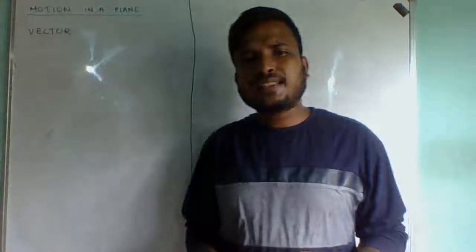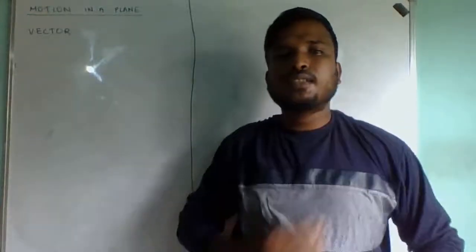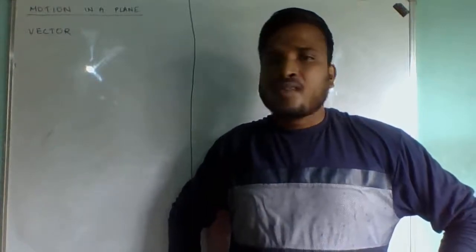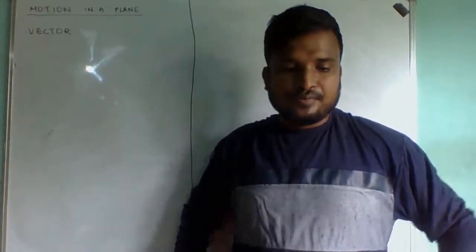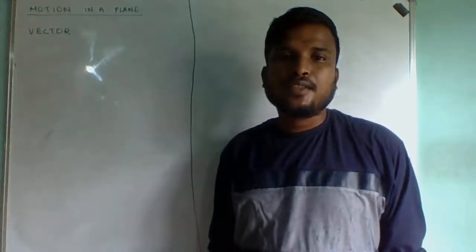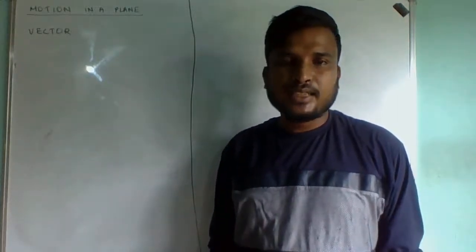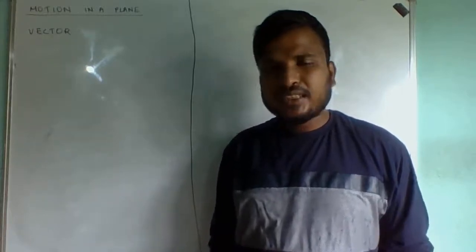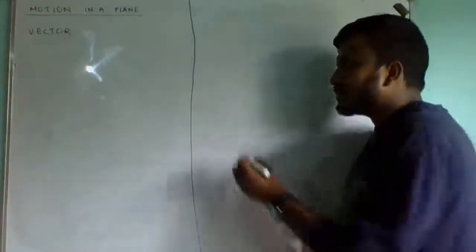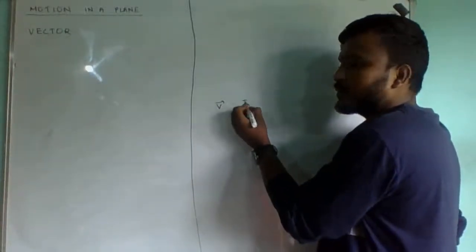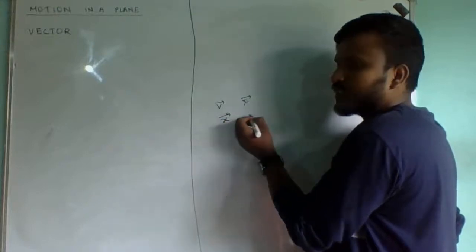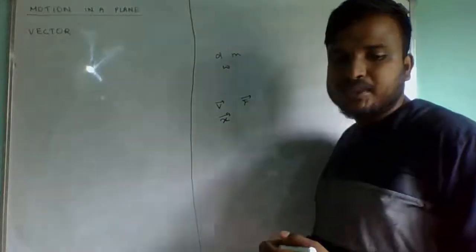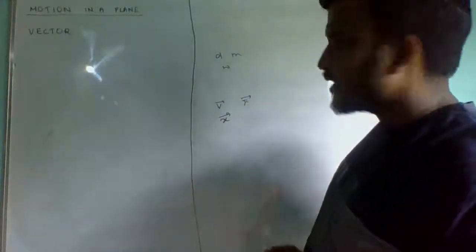In previous classes we have already studied what is a scalar quantity and what is a vector quantity. Those physical quantities which have magnitude but no particular direction are called scalars. But those physical quantities which have both magnitude and direction are called vector quantities. For example, velocity is a vector quantity, force is a vector quantity, displacement is a vector quantity. Distance, mass, work done, these are all scalar quantities. I hope it is clear to you all.